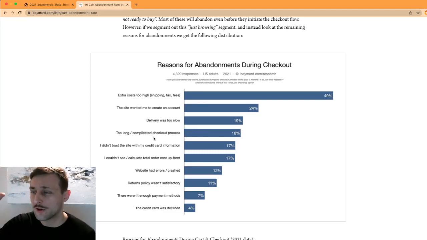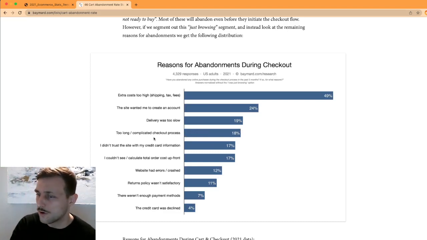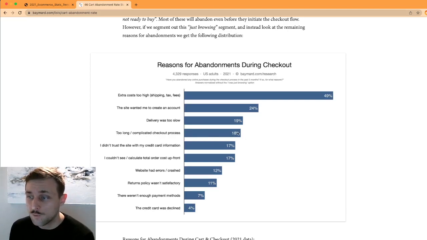So if you have a long and complicated checkout process with a lot of information asked, consider making it simpler and quicker, and you might gain 1 in 5 conversions. That's pretty high. I didn't trust the site with my credit card info, 17%. So that's quite high. And you say I didn't trust the site.